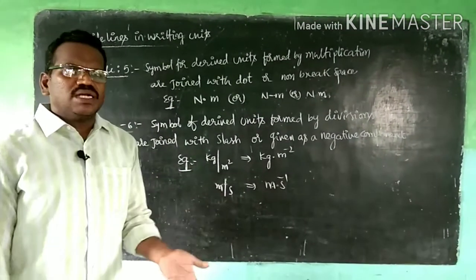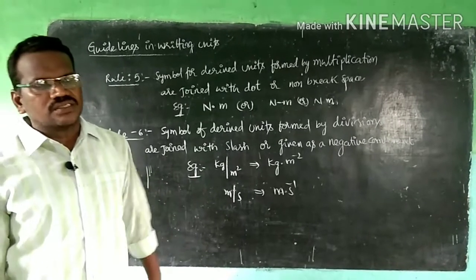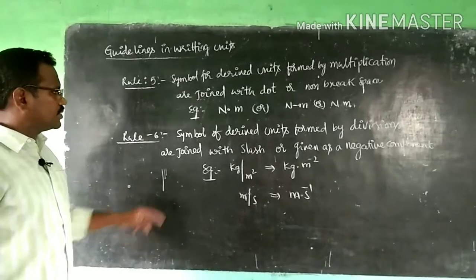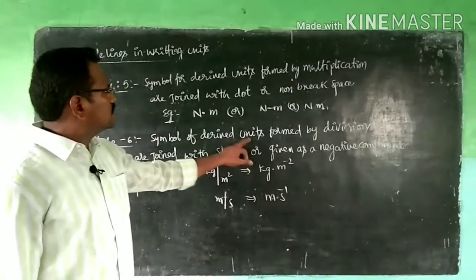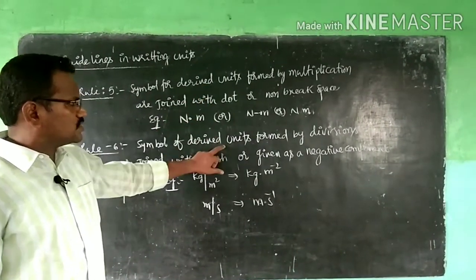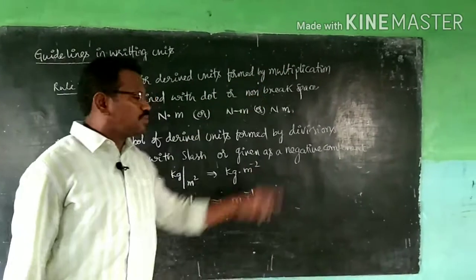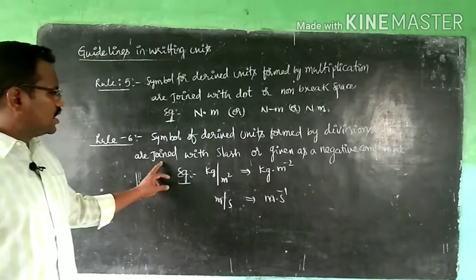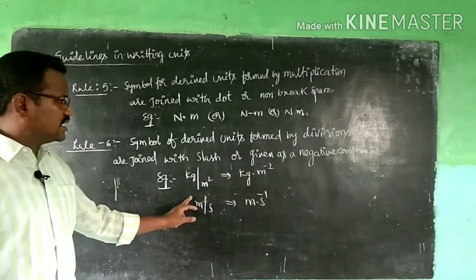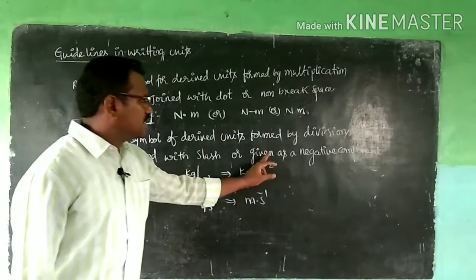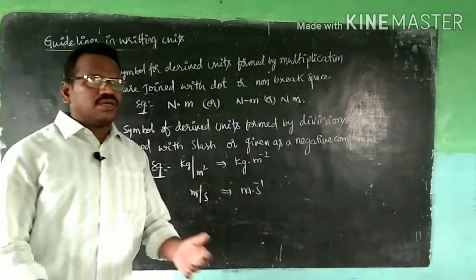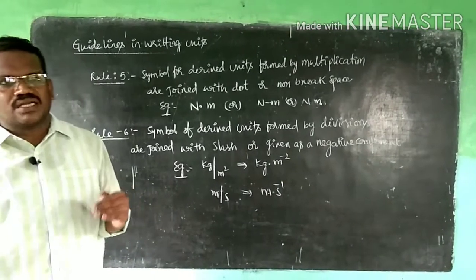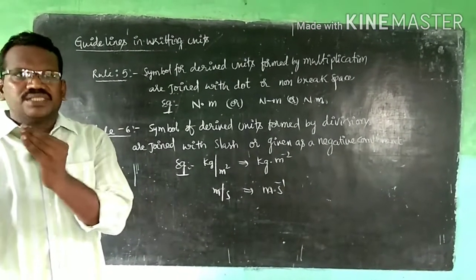Sometimes, not only multiplication, we are going to get divisions also. Then what is the rule in the case of division? Now rule 6 is derived. Symbols of derived units. See, here also derived units, here also derived units. Here formed by multiplication, here formed by division. That is the only difference. They are joined with a slash. Slash is nothing but by. Or they are given as a negative component. Why? Because if you transfer the denominator into the numerator using mathematical principles, the power becomes negative.